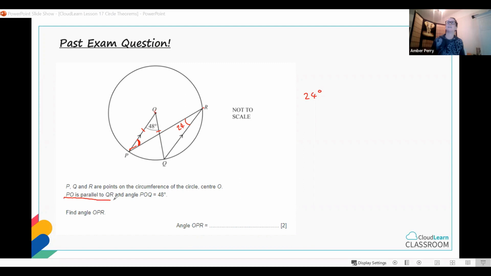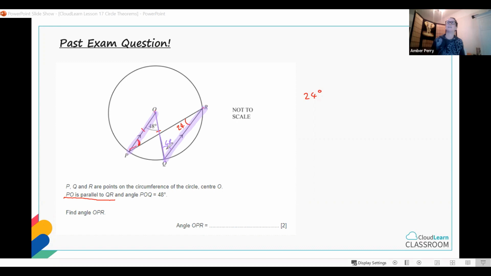But we can work out another angle using this. PO is parallel to QR. We did this a while ago. We did our parallel lines. It has been Christmas and New Year. We did learn that in a whole different year. This line is parallel to this line. So what can you tell me about this angle? What's that angle? Now it's 48, well done. So that angle is 48 because of parallel lines, all right?